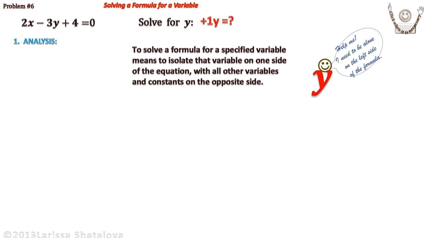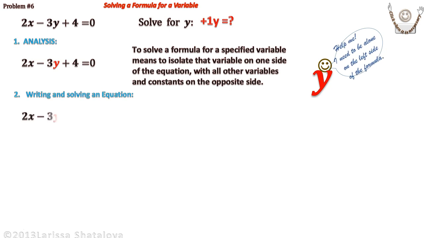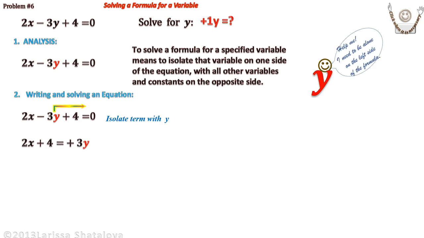I copy this equation or formula one more time, and I use red color for y to see better what I am supposed to isolate on one side of the equation. Now, step number 2, writing and solving. We can copy the equation and let's isolate the term with y. So we can move negative 3y from the left to the right because it's the easiest way to do that.